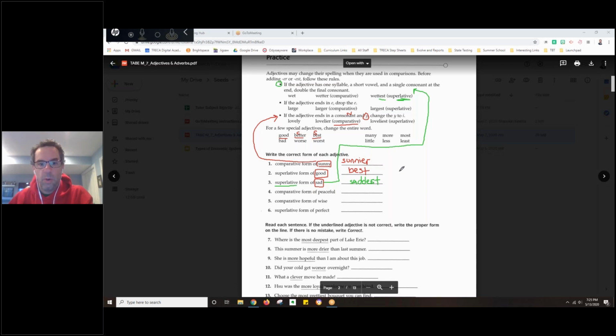Okay, so we're going to do 4, 5, and 6, starting with the comparative form of peaceful. I want to let you into how I do this, and I'm not saying that I'm right or wrong, but this is my thought process for these. Number 4 says comparative form of peaceful. The first thing I do is, okay, we're doing comparative form, so that means we're comparing 2 things. Peaceful. Now we have to find the rule. What rule are we going to follow for peaceful?